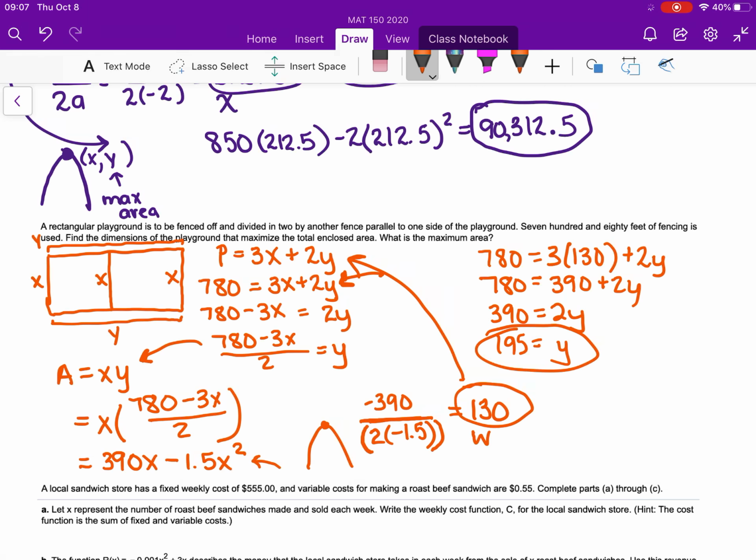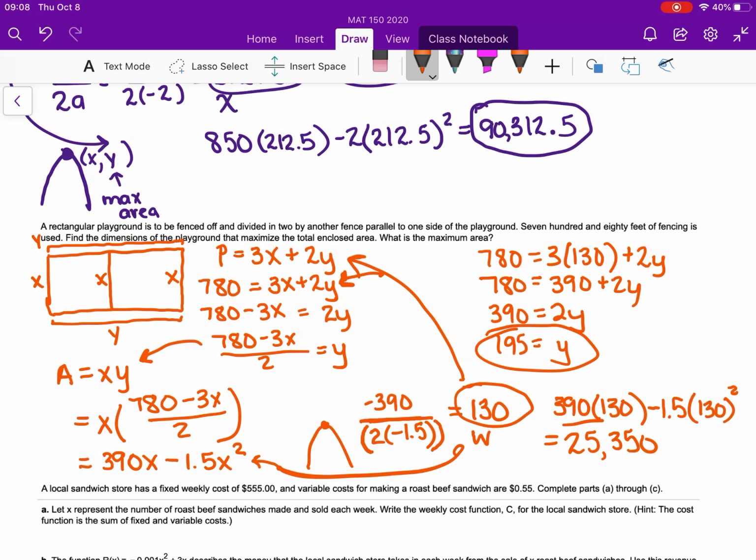And then what would that area be? What happens when I plug in 130 to my parabola? So 390 times 130 minus 1.5 times 130 squared. And that equals 25,350. That's part 3.